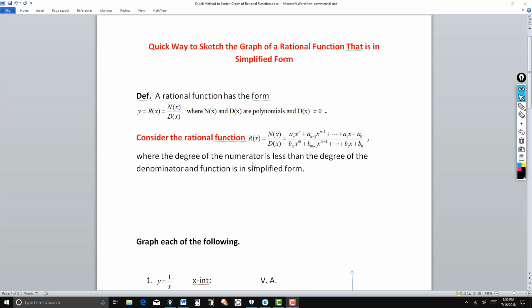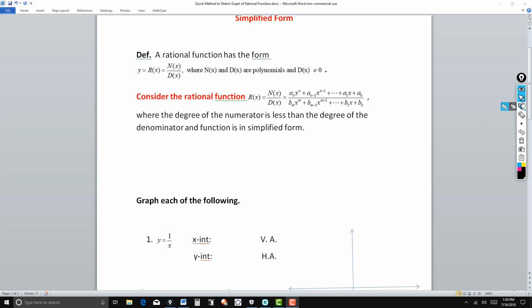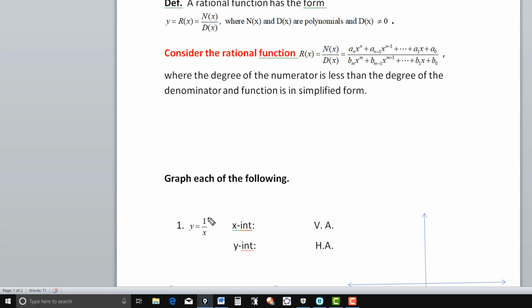where the degree of the numerator is less than the degree of the denominator. And the function is in simplified form, so that means there are no common factors with the numerator and the denominator. The simplest one to start off with is y equals 1 over x. The numerator is constant, so it has degree 0. The denominator has x to the first, so the degree is 1. 0 is less than 1, so that qualifies as the type we're going to consider.